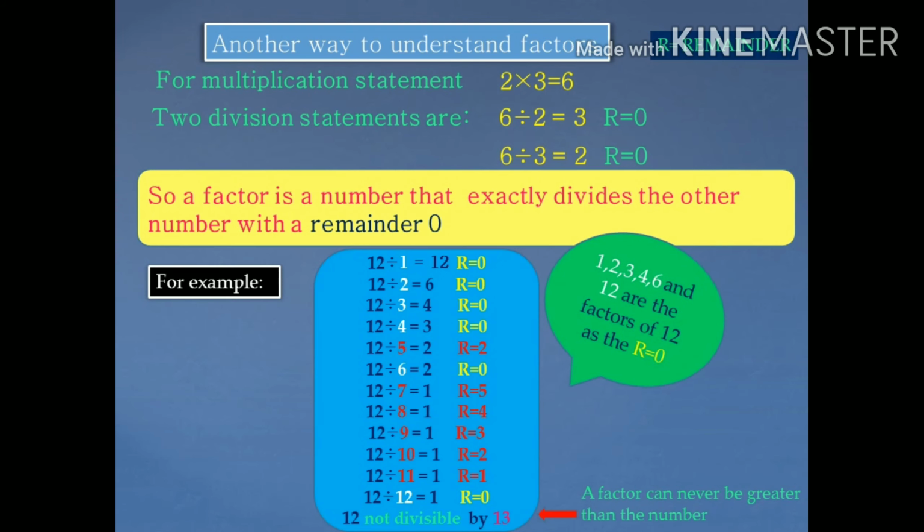So 1, 2, 3, 4, 6 and 12 are the factors of 12 as they leave the remainder 0. And 5, 7, 8, 9, 10 and 11 are not the factors of 12 as they leave a non-zero remainder.